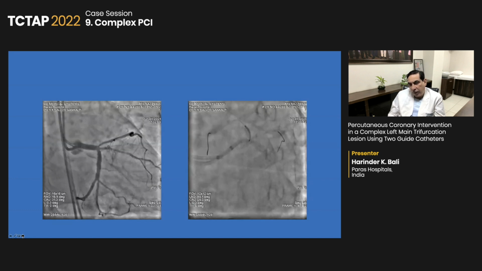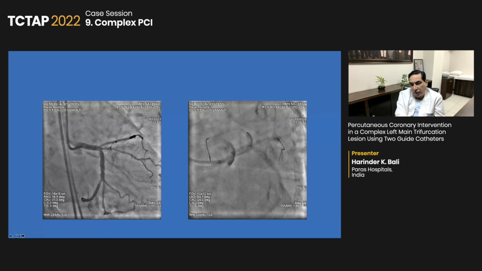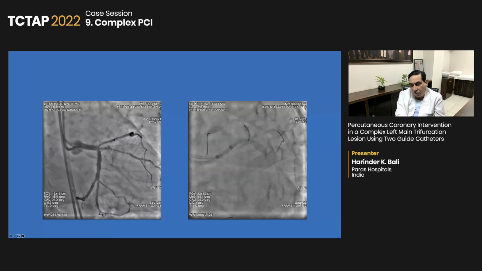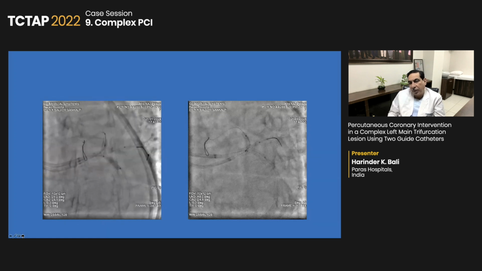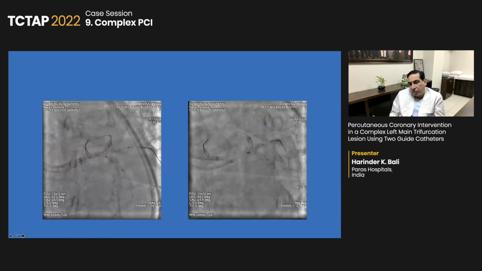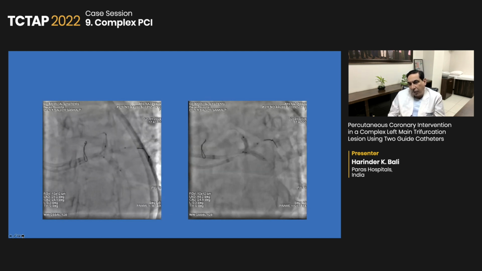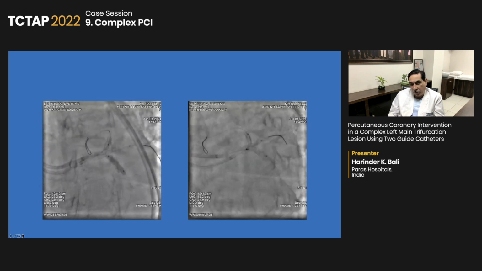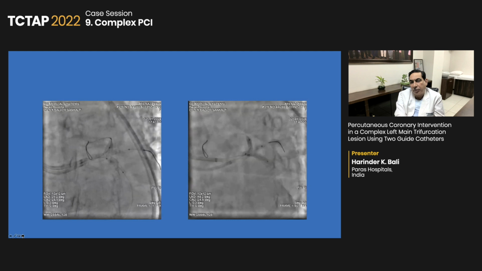After deploying the LAD stent, we did first a kissing balloon angioplasty of the ramus and LAD, and then a kissing balloon angioplasty of the circumflex and the ramus. Finally we did a trifurcation kissing with a 3 millimeter balloon in the LAD, a 4 millimeter balloon in the circumflex, and a 2.5 millimeter balloon in the ramus branch with about 12 atmospheres of pressure.